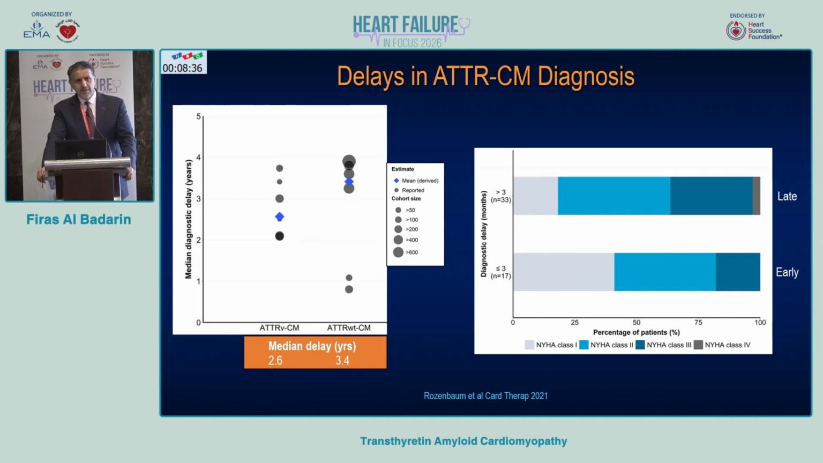ATTR cardiomyopathy is an under-recognized cause of heart failure, and as a result, there is a delay in diagnosis. Between onset of symptoms and initiation of therapy, there is usually a median of 3 years. Think about that. 50% of patients take more than 3 years to reach a diagnosis and start treatment, and by the time they are diagnosed, they usually have a more advanced degree of organ involvement, predominantly cardiac involvement.